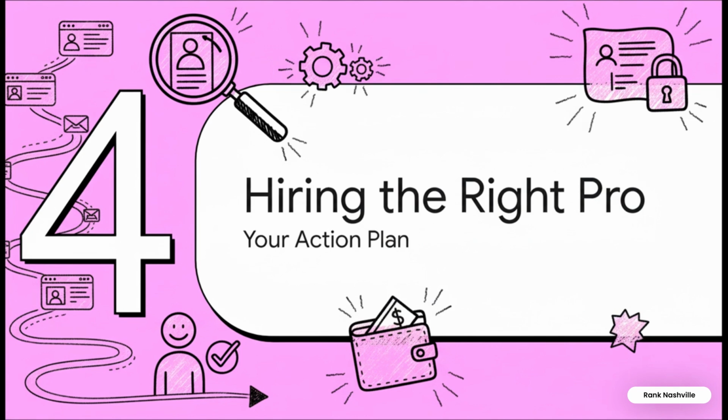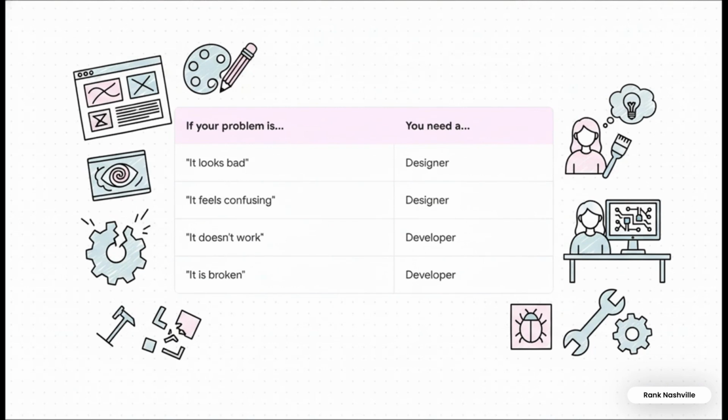Okay, let's bring this all home. How do you actually use this knowledge to make the right call when you're hiring, and most importantly, avoid those really expensive mistakes we talked about at the very beginning? This right here is your simple diagnostic tool. All you have to do is listen to the words you're using to describe the problem with your site. If you're saying things like, "it looks dated," or "our users keep getting lost," that's a design problem. You need a designer. But if you're saying, "this button is broken," or "the checkout form won't submit," that's a development problem. You need a developer.